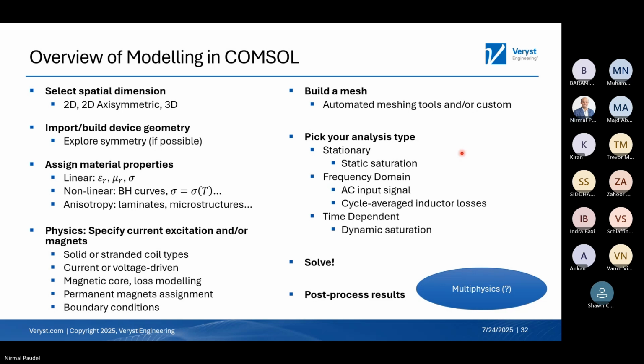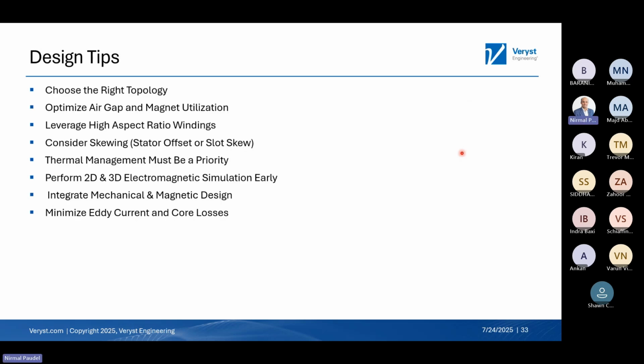All right, on the design tips side, we have to choose the right topology for anything, whether it's single rotors, single stator, or something different. And basically we have to optimize the air gap. The smaller the air gap, the better the flux coupling between the stator and the rotor, so more torque. But we have to make sure that it's possible to maintain even during harsh environmental conditions.